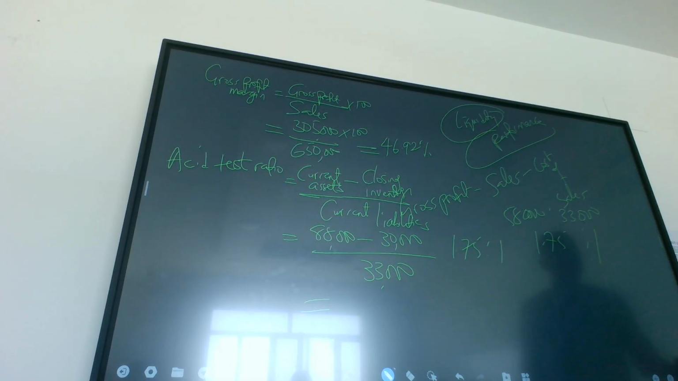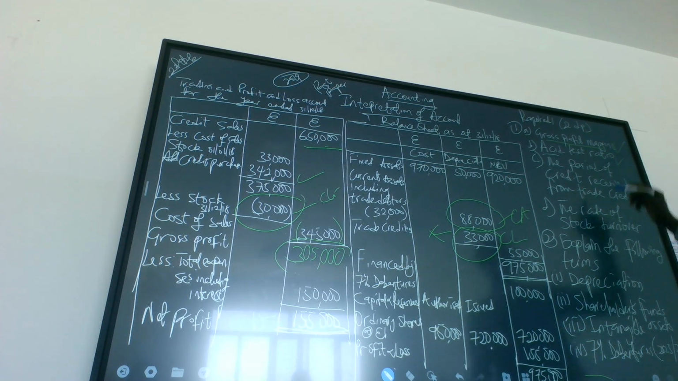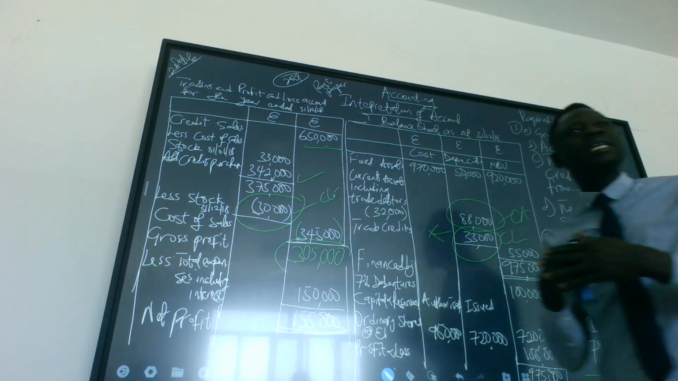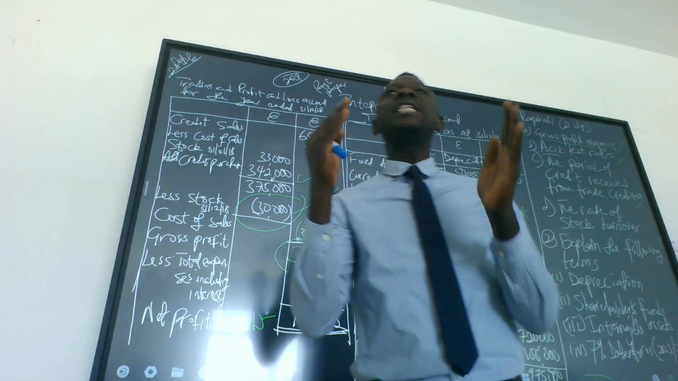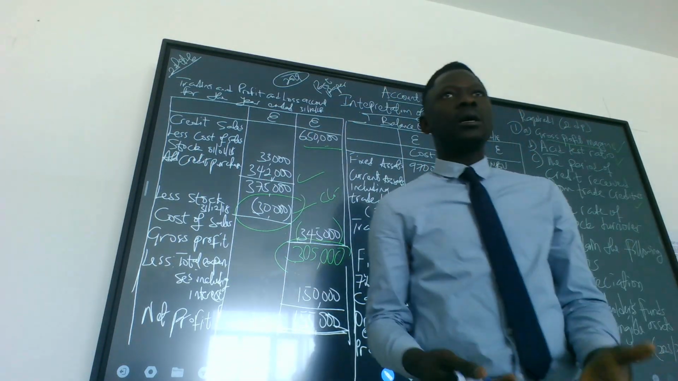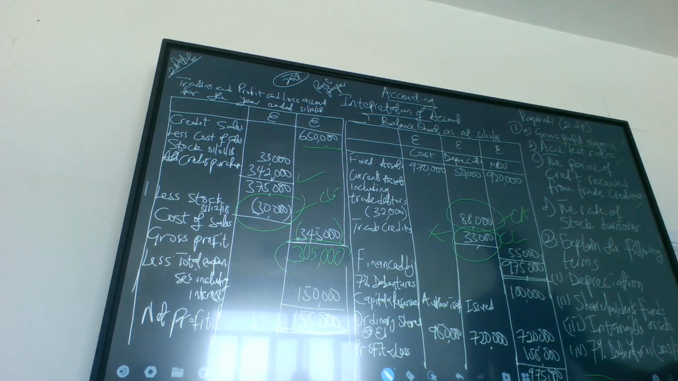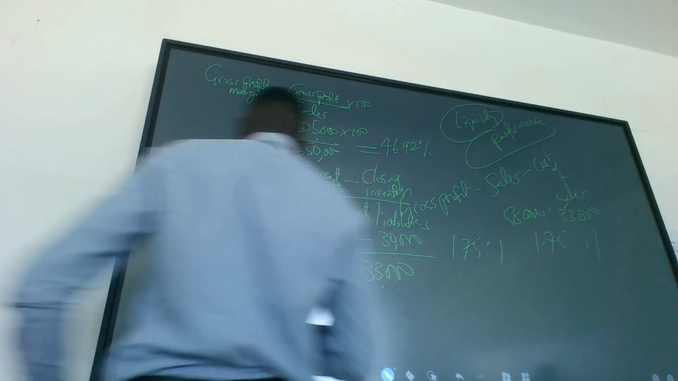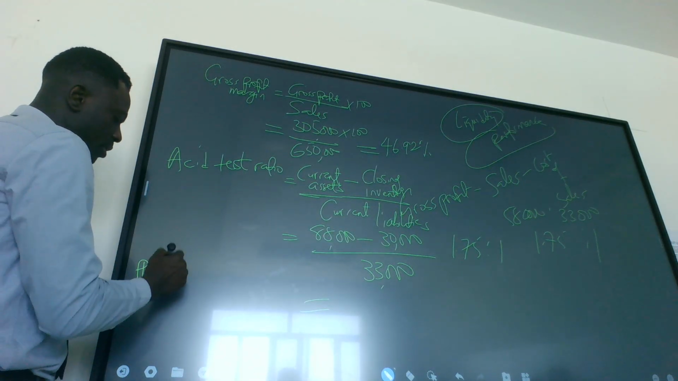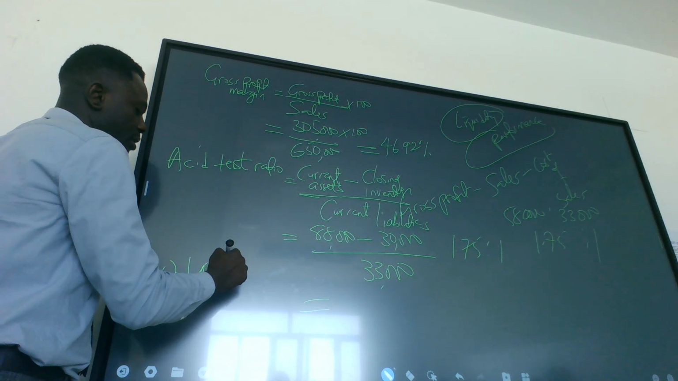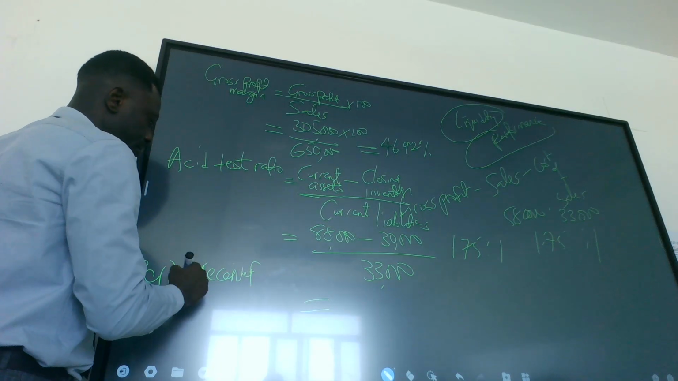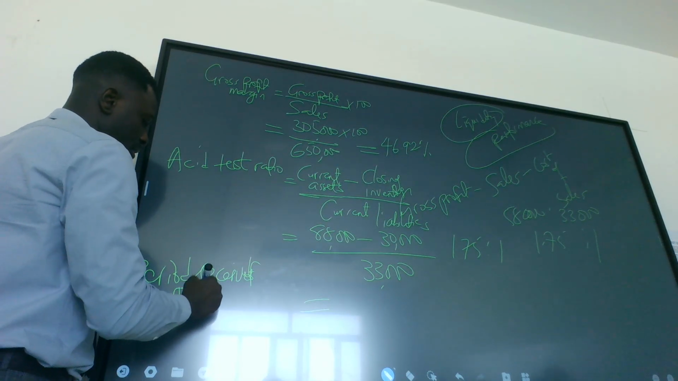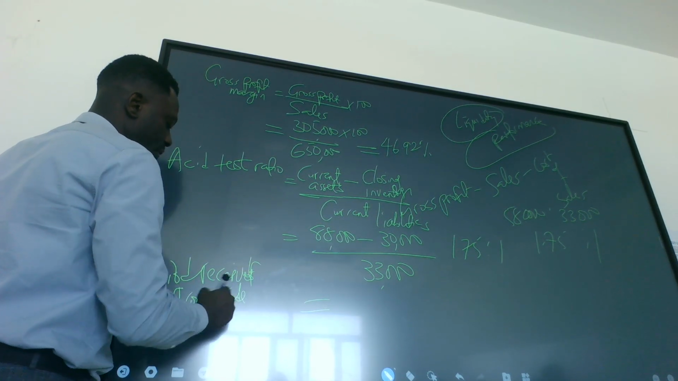Okay. So we have the next one. We're done with this. Now, this time we should calculate the period of credit received from trade creditors. For trade creditors, these are our credit suppliers. How many days do they give to us to pay back? Do you get that? So to do that, we have for trade creditors, period received from trade creditors.